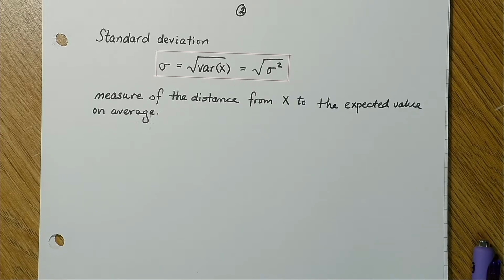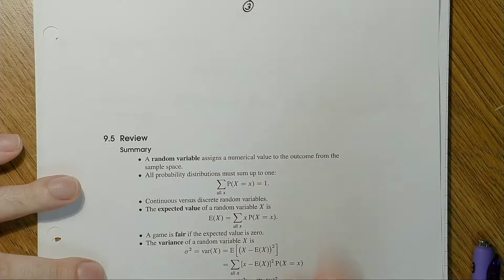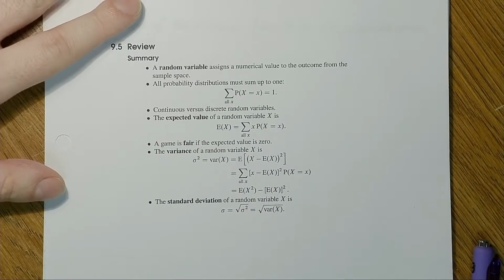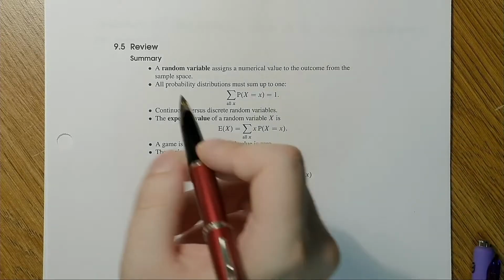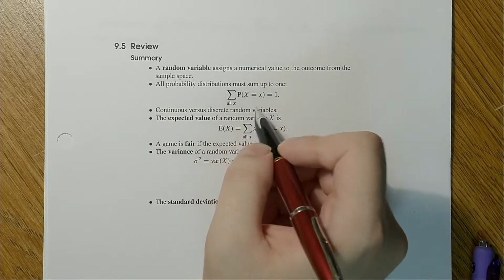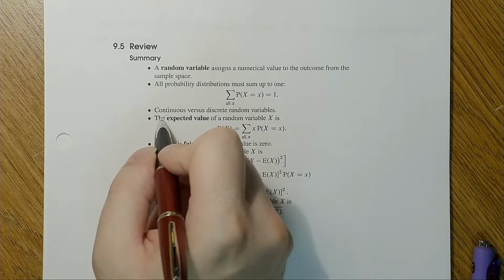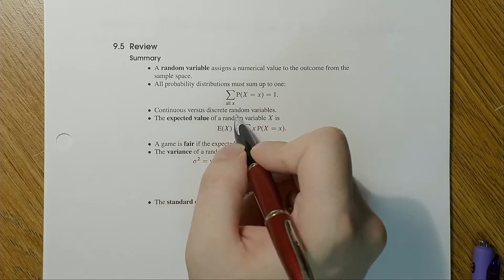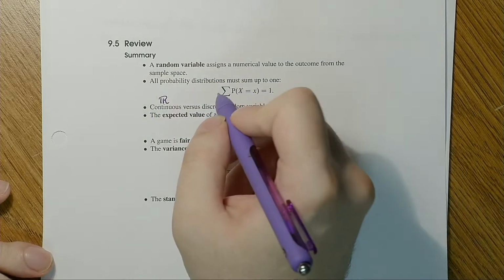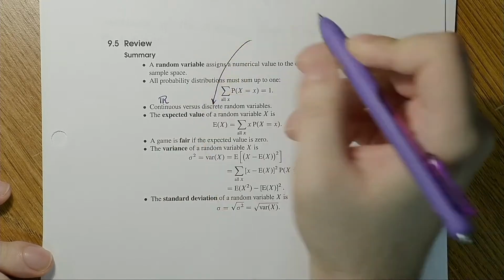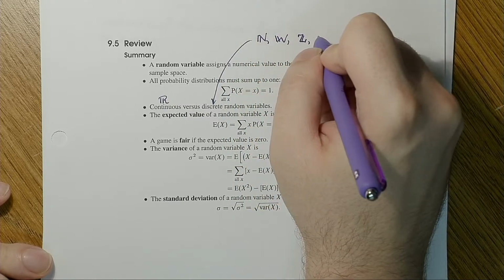Okay, so this gives us a little opportunity to go over what we have done in the past couple of lectures. Just as a summary, a random variable assigns a numerical value to the outcome from the sample space. We have a probability distribution, and all probabilities must sum up to 1. We talked about continuous versus discrete random variables. Continuous means they're real valued, whereas discrete means things that are natural valued, whole numbers, the integers, the rationals.